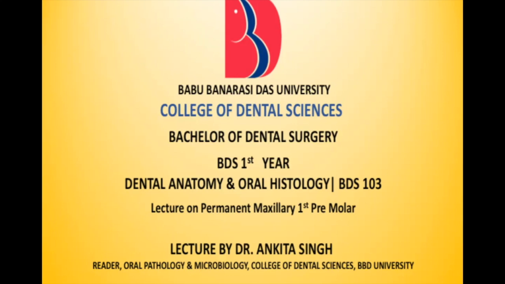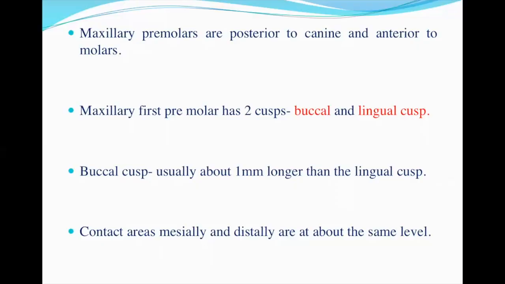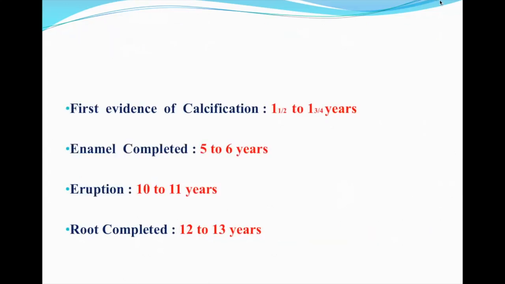Today's lecture is on permanent maxillary first premolar. Maxillary first premolars are posterior to canine and anterior to molars. Maxillary first premolar has two cusps, buccal and lingual cusp. Buccal cusp is 1 mm longer than the lingual cusp. Then there are contact areas mesially and distally. They are present about at the same level.